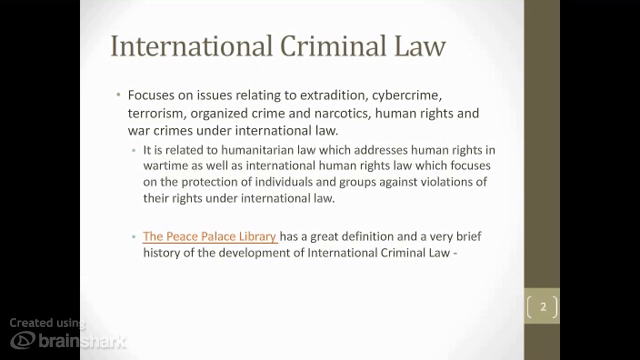There are some really wonderful resources here that help you define what international criminal law is and how it intersects with other areas. The Peace Palace Library has a great definition and a brief history, and I've linked it here.